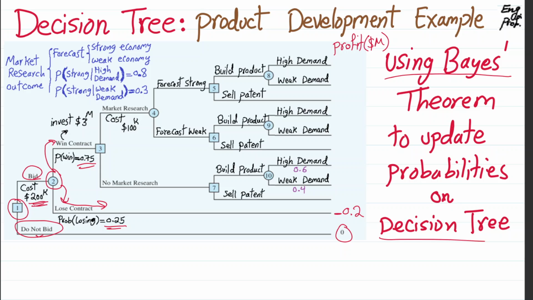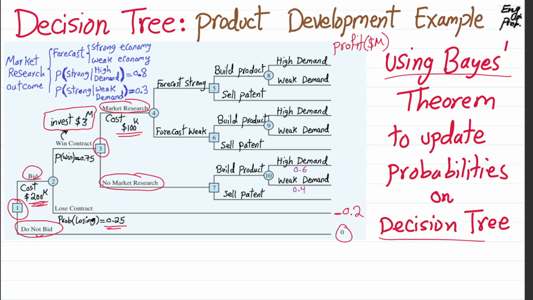Now, if we win, which is with a chance of 75%, then we have to invest $3 million in product development to get to decision node number three. By the time we get to decision node number three, we have spent $3 million in product development and $200,000 in bidding. At decision node number three, either we do no market research, or we do market research. But if we want to do market research, we have to pay $100,000 for that.